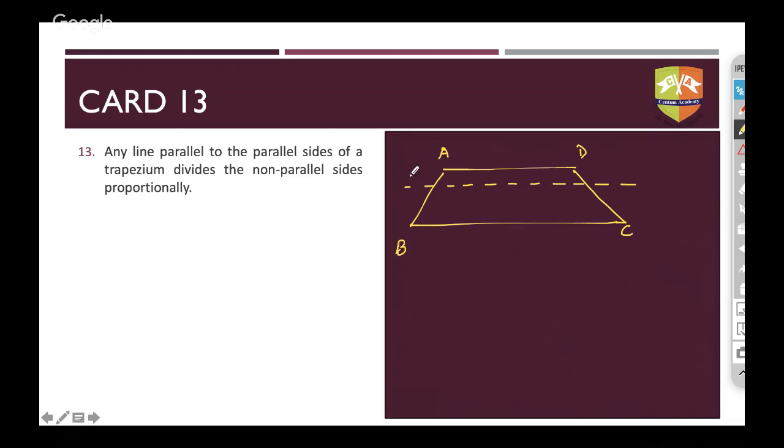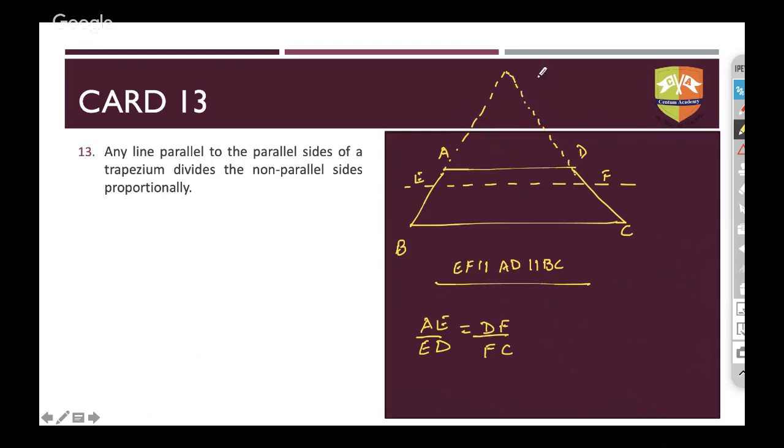This is E and this is F, and it's given that EF is parallel to AD and parallel to BC. Then they're saying that AE by EB is equal to DF by FC. Now, how to do that? You can do it multiple ways, and one is you produce the two non-parallel sides to meet at, let's say, O.